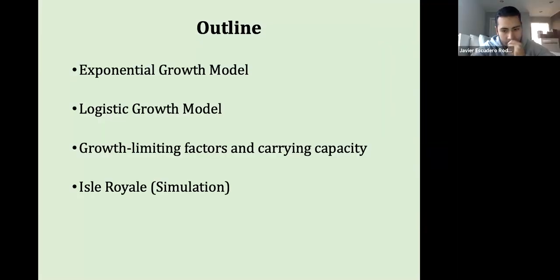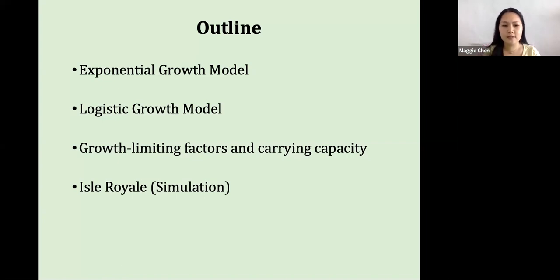We're first going to go over a couple of different growth models. So the exponential growth model, some background on that, comparing the exponential growth model to the logistic growth model. And then we're going to look at growth limiting factors and carrying capacity. So different variables that can be applied to our growth models and make a difference in their final shape or curve along the model.